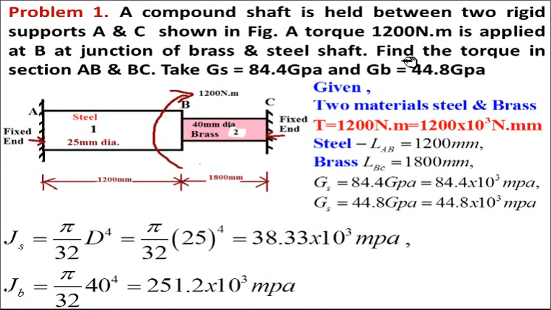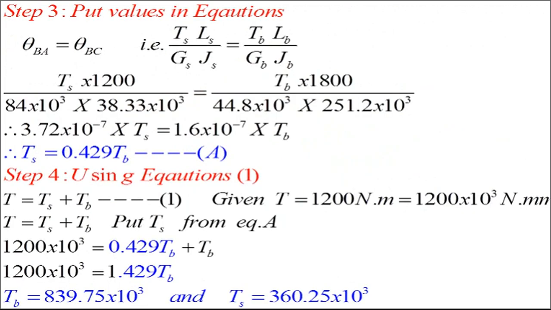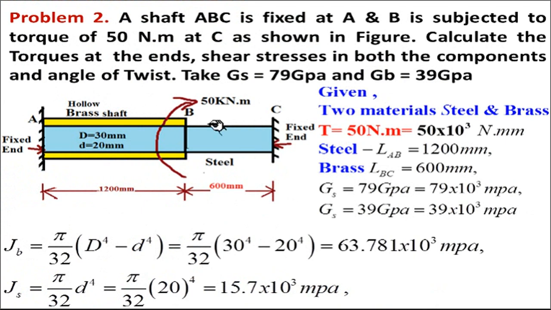So here our question was, find the torques in the section AB and BC. The torques we have calculated here are our answers. Now see problem number 2. A shaft ABC is fixed at A and C, in a similar way to the previous problem, subjected to a torque of 15 Newton meter. 15 Newton meter means 15 into 10 to power 3 Newton mm. Calculate the torque at the ends, shear stresses in both the components, and angle of twist. So along with the torques you have to calculate shear stresses as well as angle of twist.